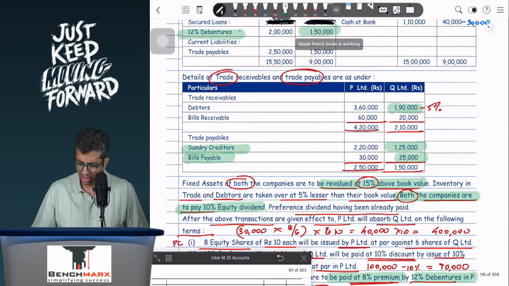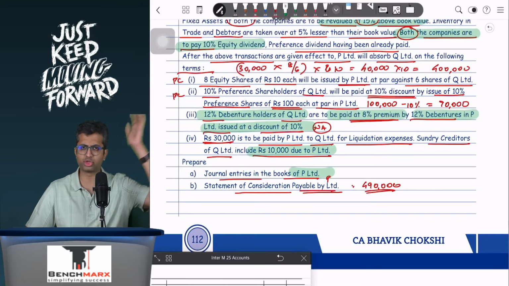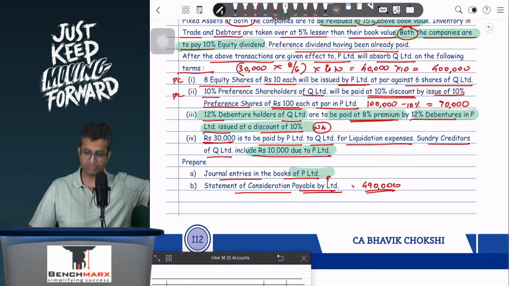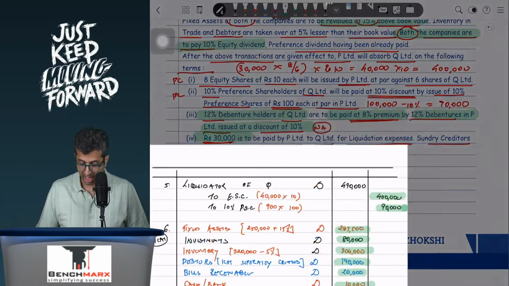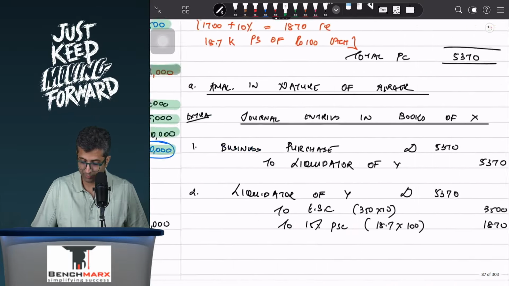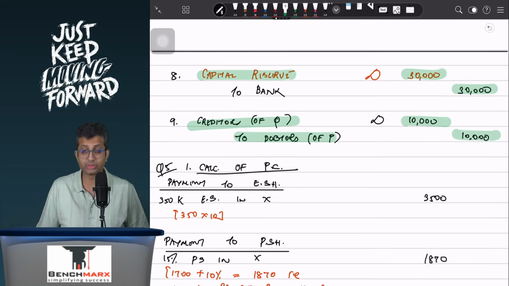So there is a last line, 10,000 intercompany receivables payables. Your entry will be trade payables or creditors account debit 10,000 to debtors 10,000. Second, 30,000 is to be paid. This will be capital reserve account debit to bank, 30,000, and then the debenture entry. So if you go to see over here, capital reserve account debit 30,000, creditors account debit to debtors 10,000, and then the dangerous debenture entry.